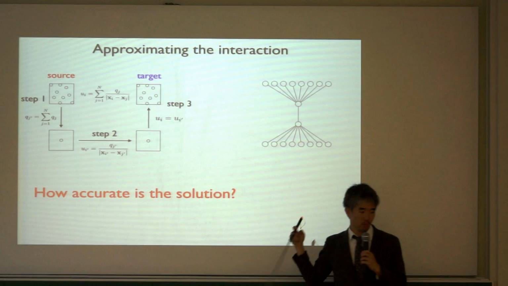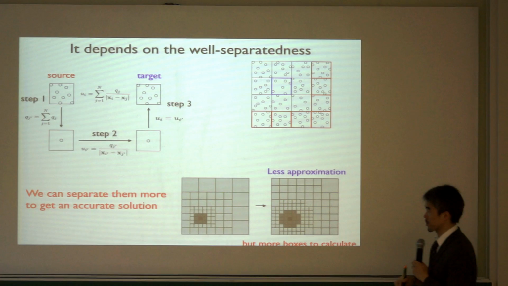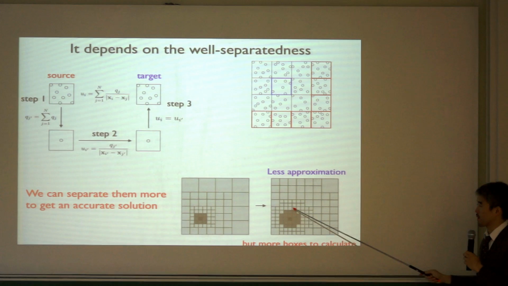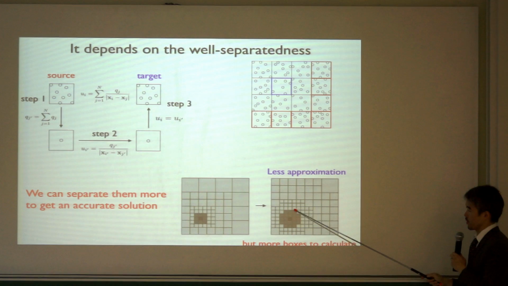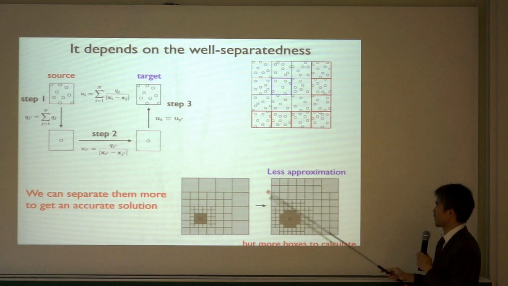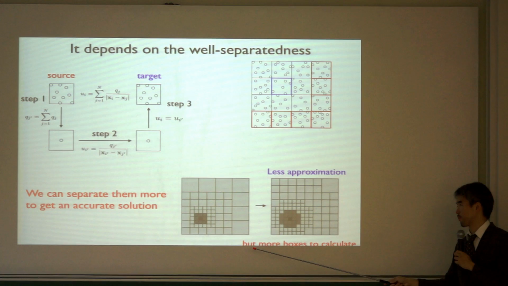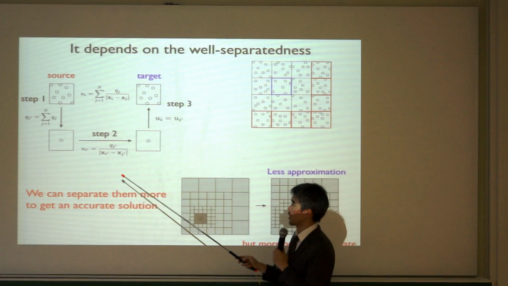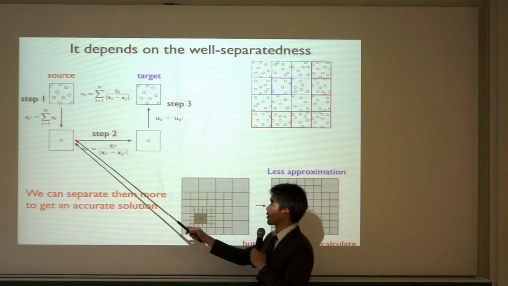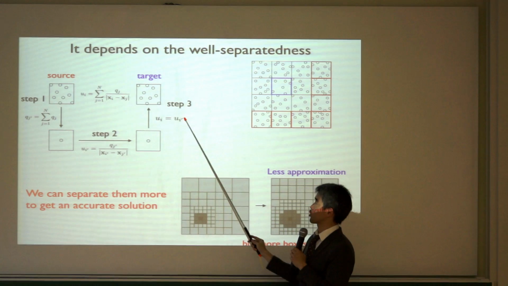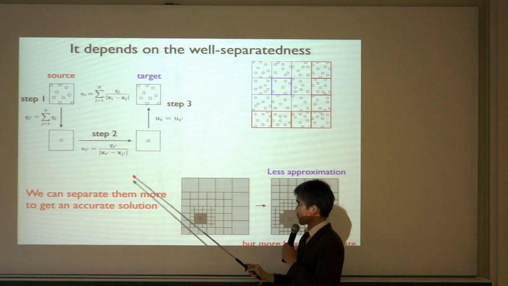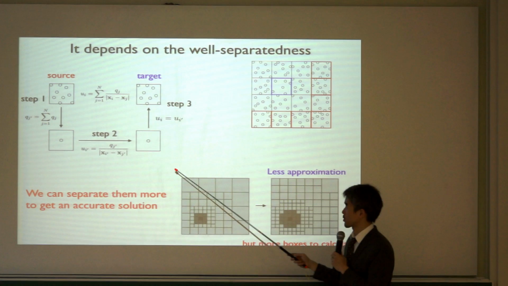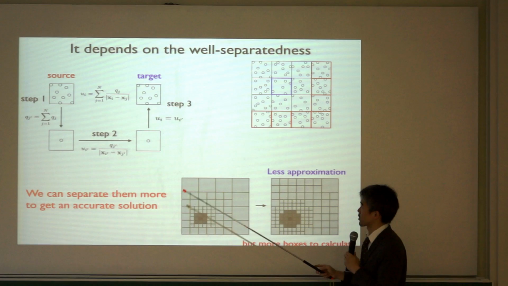When you measure that, you'll see that when we separate them more, we get a more accurate solution, of course. So if we have a larger neighbor region when we do the well-separatedness, then the less approximation we do, it's going to be more accurate, but we have to calculate more boxes, so it's going to be slower. Of course, there's a trade-off between speed and accuracy. Since we're using only the sum of everything, and assuming that everything is equal inside the box, it's not a very accurate way to calculate. Of course, it's a good first-order approximation, and that word first-order approximation is very precise in describing what we're doing here.